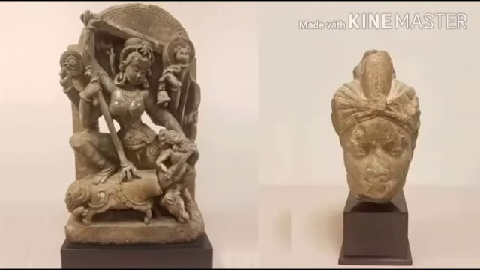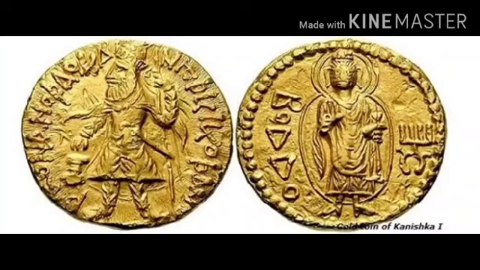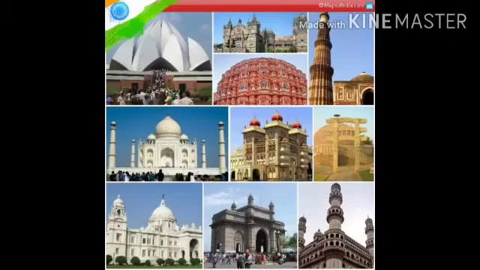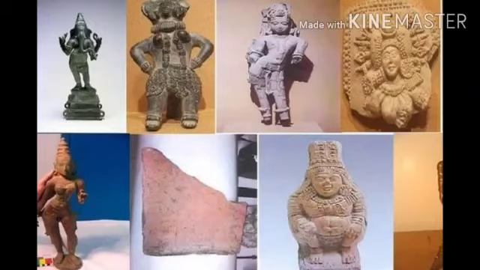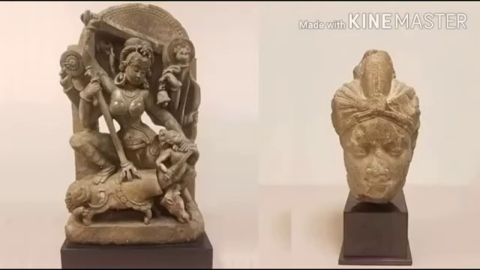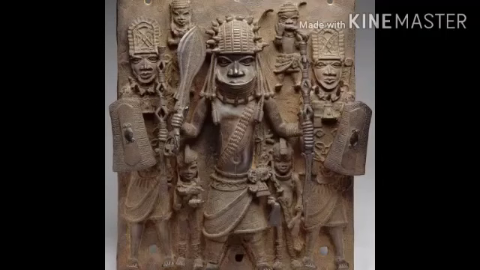Archaeological sources are artifacts, coins, inscriptions, and monuments. Artifacts are the things made and used by man. They are pottery, toys, tools, and ornaments.